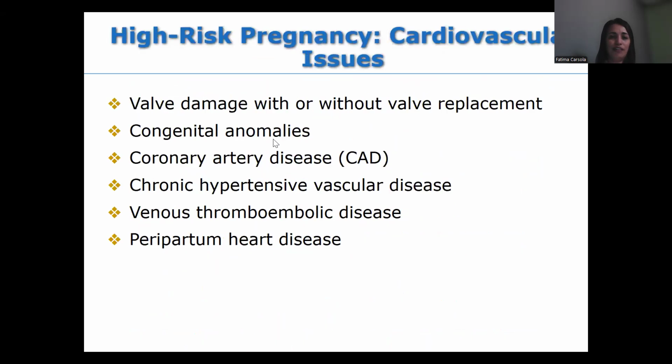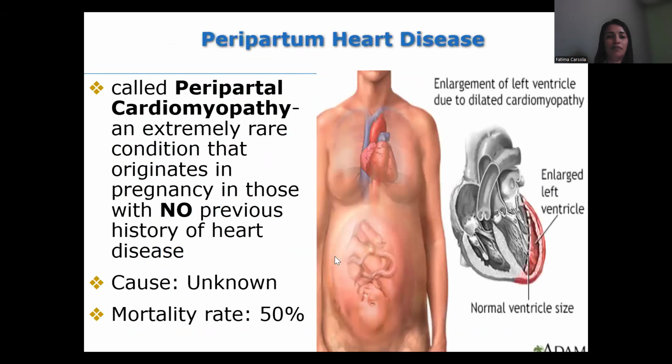Next, we have the high-risk pregnancy. Okay, cardiovascular issues. Aside from those, you could have valve damage with or without valve replacement. You could have congenital abnormalities. You could have the CAD, or the coronary artery disease, or chronic hypertensive vascular disease, or venous thromboembolic disease, or peripartum heart disease. So you'll just have the most common. So for this one, actually this is new.